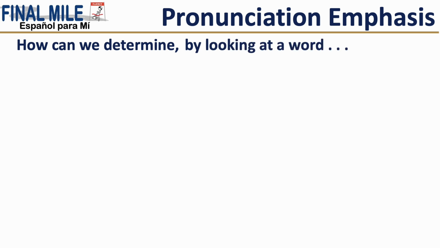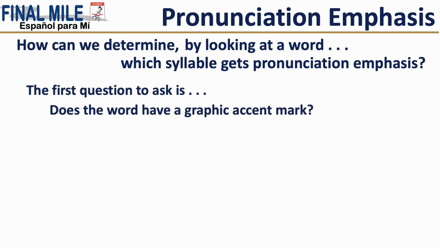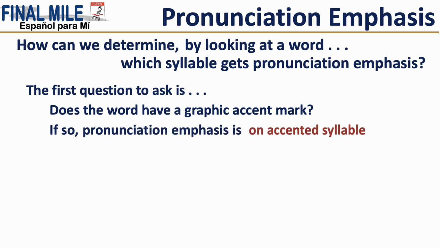So, now we're getting into the fun part of it. How can we determine, just by looking at a word, which syllable gets pronunciation emphasis? Okay, the first and obvious question is, does the word have a graphic accent mark? Okay, if it does, it's very easy. Pronunciation emphasis is on the accented syllable. Okay, but most words actually do not have a graphic accent mark. Well, then what do we do? How do we know?